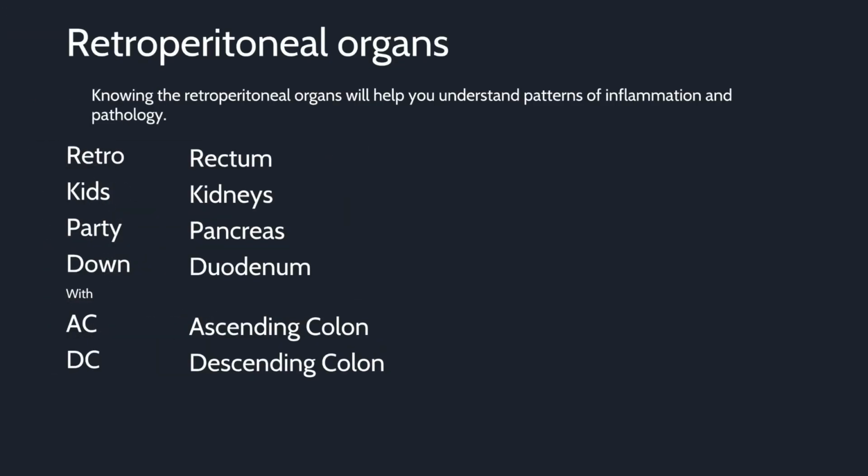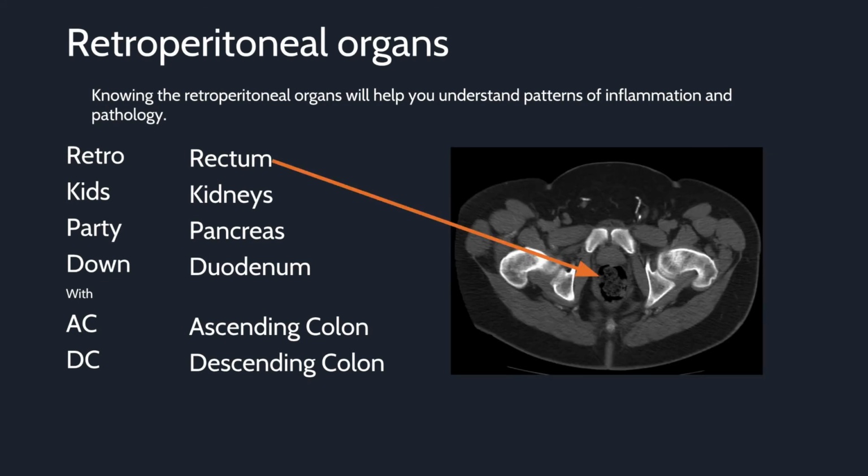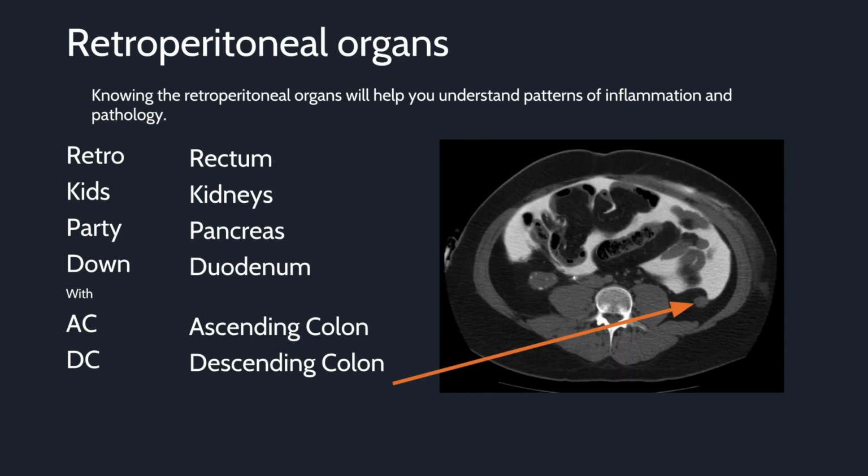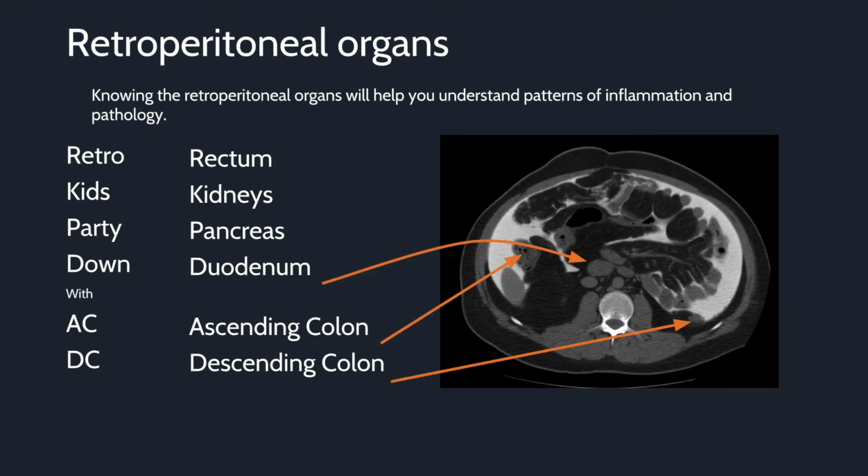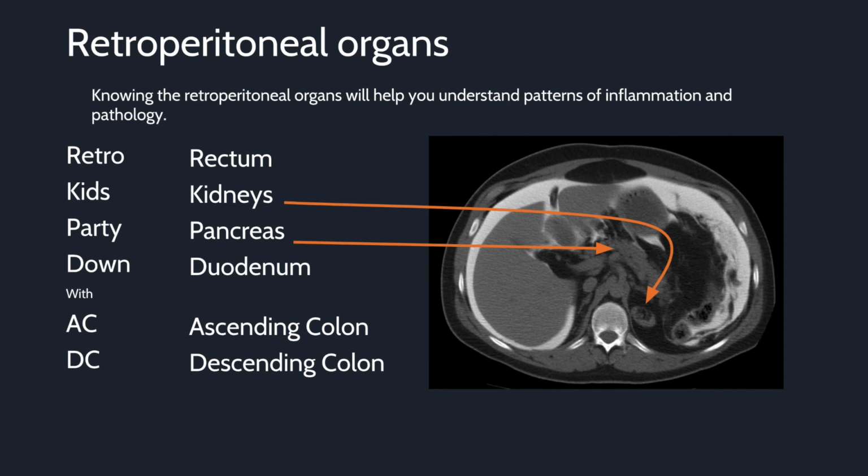As you are looking through body CTs, your anatomy knowledge will improve. One good starting point is to remember which organs are retroperitoneal. Here is a list and a mnemonic of the retroperitoneal organs and arrows showing where they are in this CT peritoneogram.